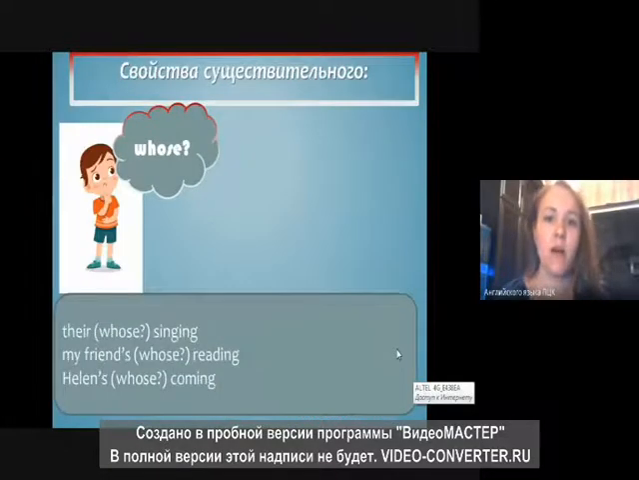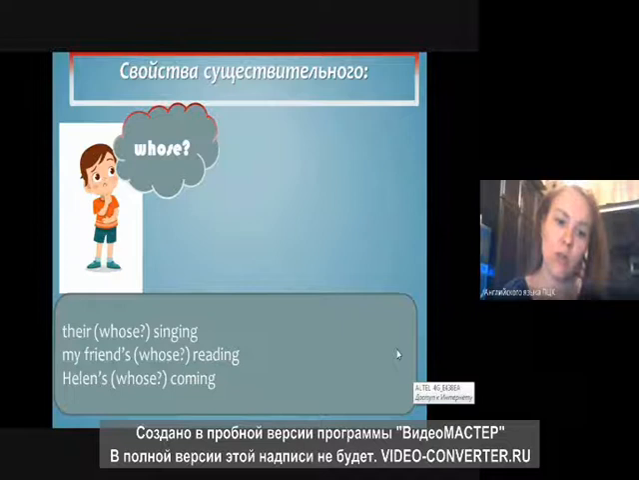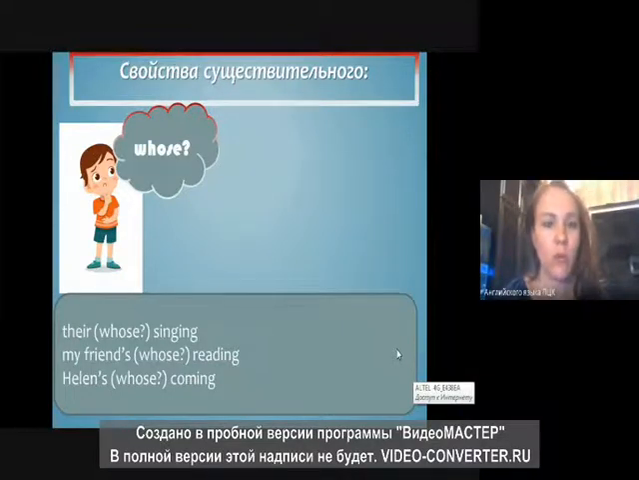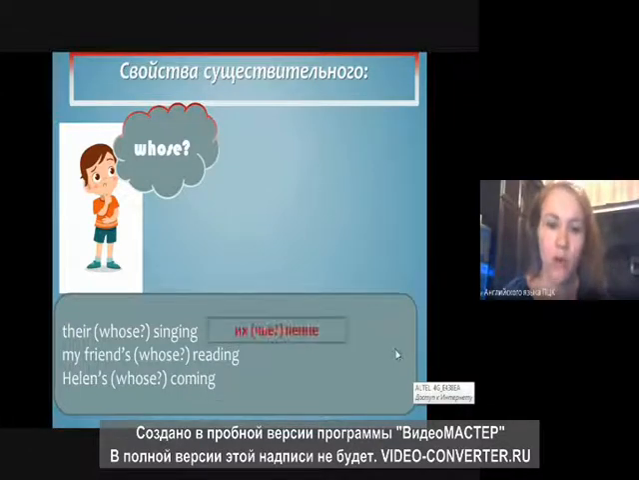The next are properties of nouns. If you can put the question whose before gerund, it will express properties of noun. For example, they're singing. Who's singing? My friend's reading. Who's reading? Helen's coming.